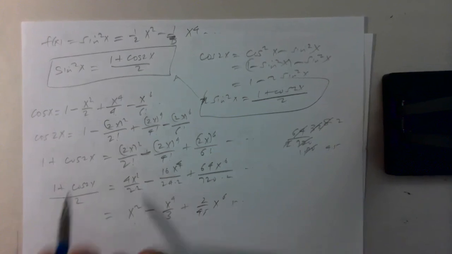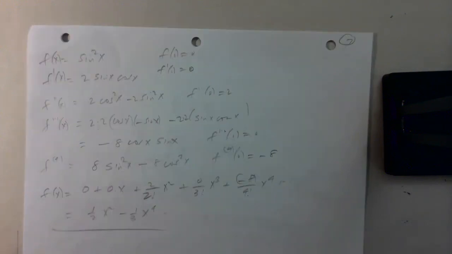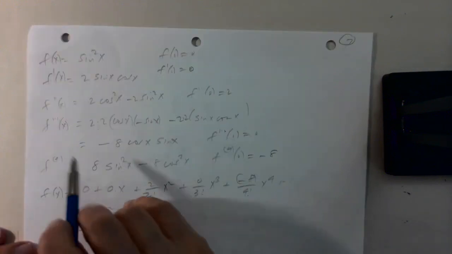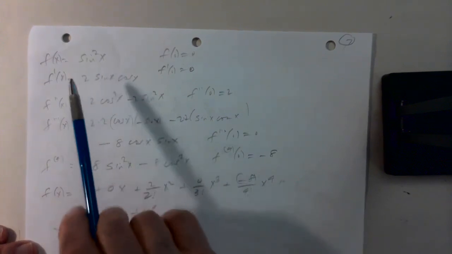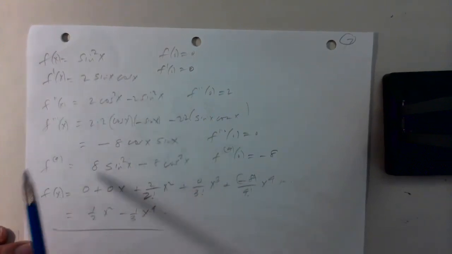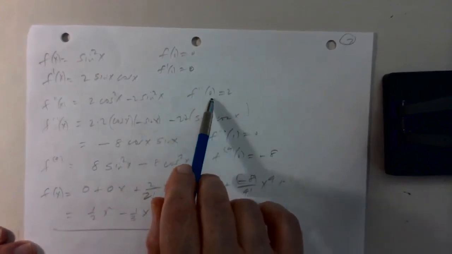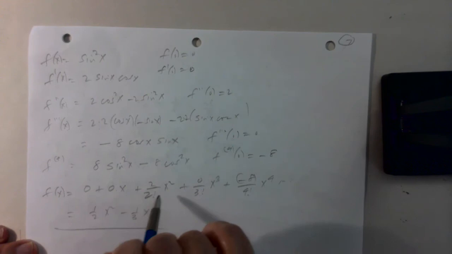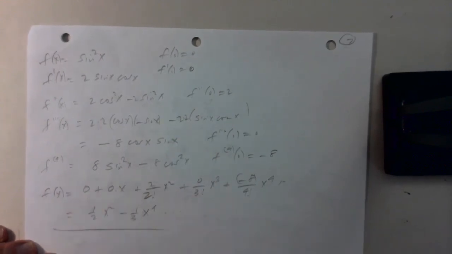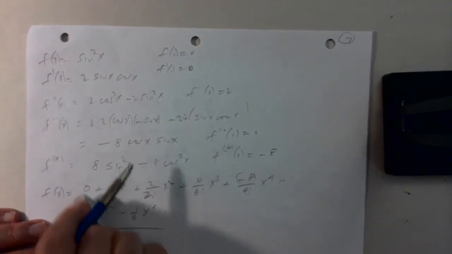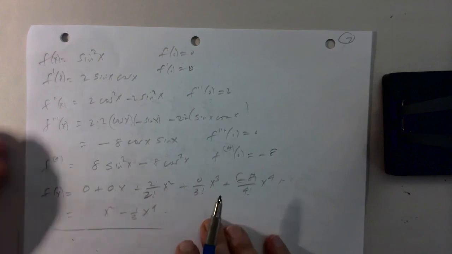And I divide by 2. Let's see, why is this not working out properly? Let me just check what I did when I started to calculate the Taylor series for sine squared of x directly. The second derivative was equal to 2. So 2 over 2 is 1. So this should just be x squared minus 1/3 x to the 4th.